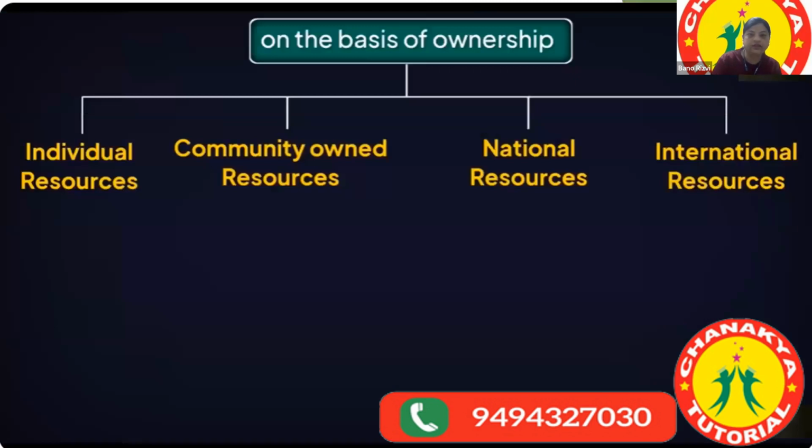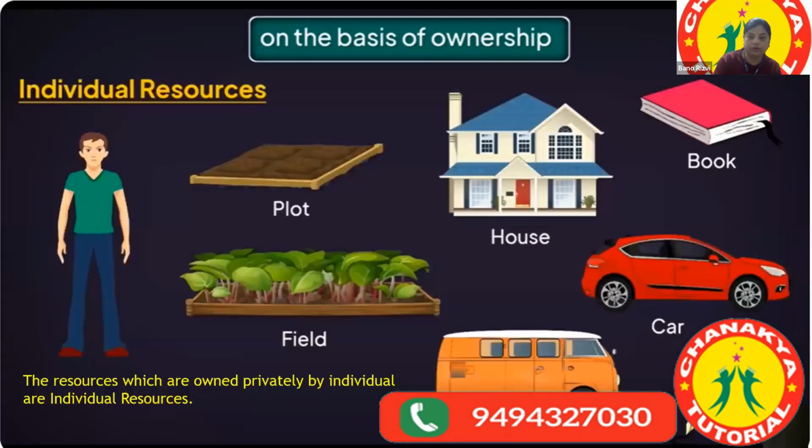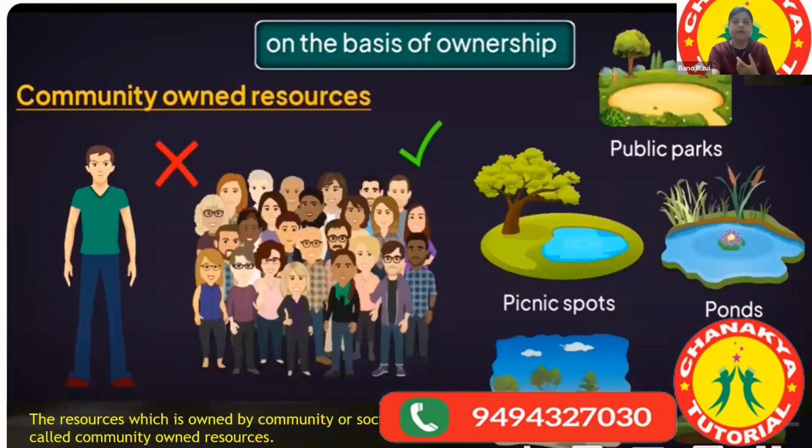Okay. Next we have on the basis of ownership. Individual resources are those that we own personally, that is our house, plot, our field, car, our pen, our belongings. Okay, and the community is the one that a community, or you can say a township or a society owns, that is picnic spots, a park. Okay, you cannot go and litter around the park because it is a community property.